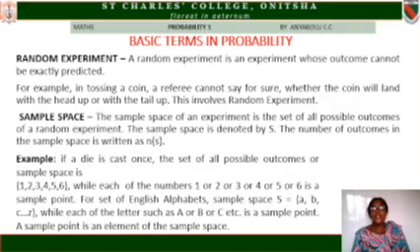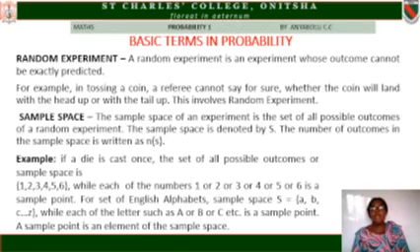3. Random experiment. A random experiment is an experiment whose outcome cannot be exactly predicted. For example, in tossing a coin, a referee cannot say for sure whether the coin will land with the head up or with the tail up. This involves a random experiment.